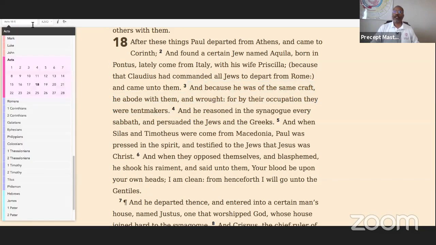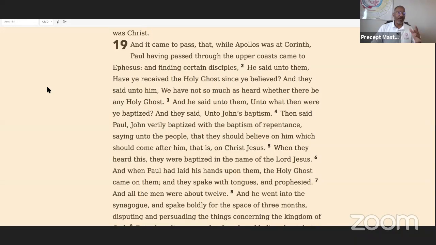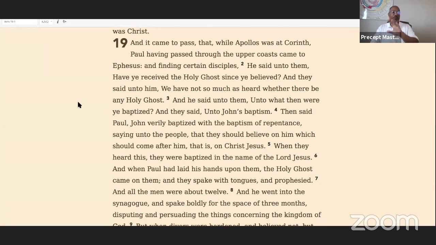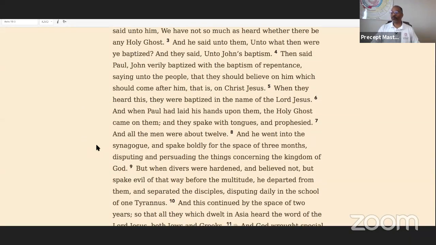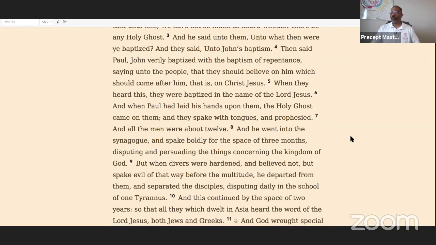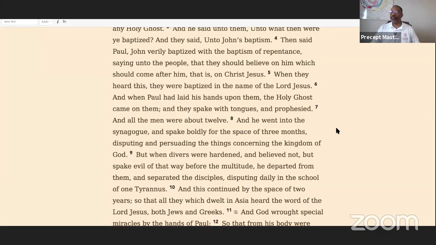Let's drop down to chapter 19, verse 8. We've got to look at something there because we're getting information on Paul to understand what Paul was doing. And this is what Paul was doing while he was down there. And he went into the synagogue and spoke boldly for a space of three months, disputing and persuading. That's what I've been saying the entire time, persuading.